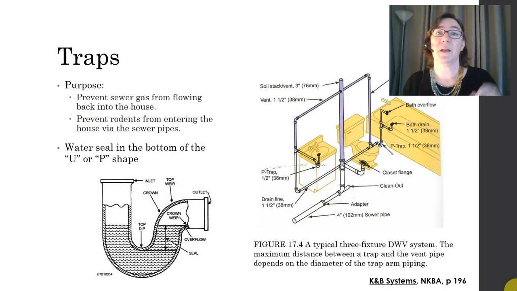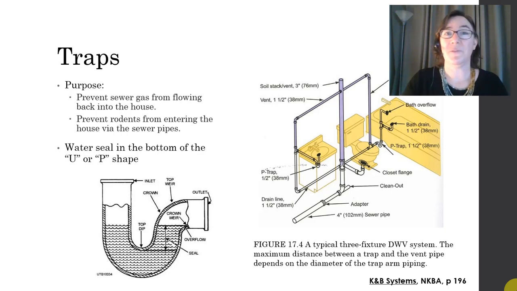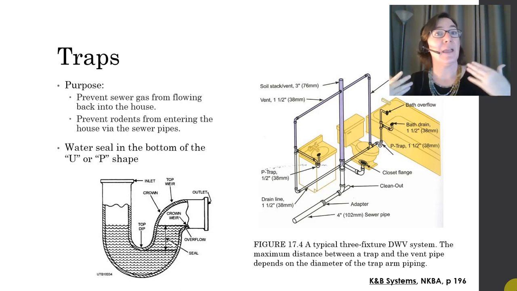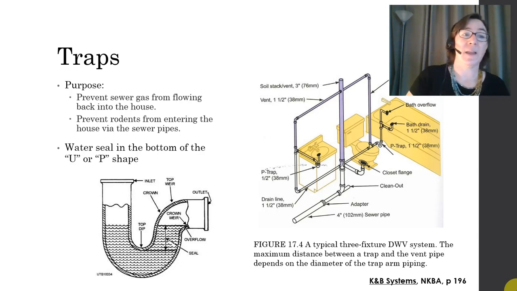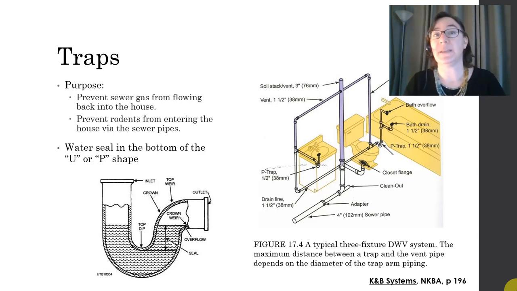A major component of your DWV system is a trap. The purpose of a trap is to prevent the sewer gas from flowing back into the house. And by the way, this is disgusting, but they also prevent rodents from entering the house via the sewer pipes. And the way that they do that is to create a water seal.